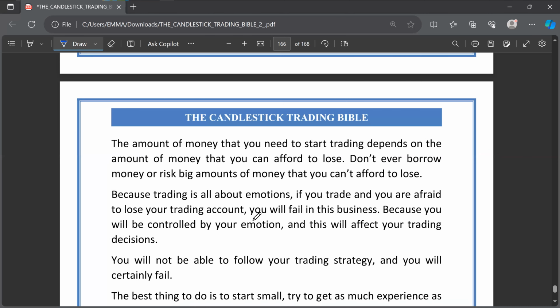Now, the amount of money that you need to start trading depends on the amount of money that you can afford to lose. I hope you understand this paradox, right? Don't borrow money or risk big amounts of money that you can't afford to lose. Borrowing money will not help, especially when you are amateur. I know you'll be tempted.